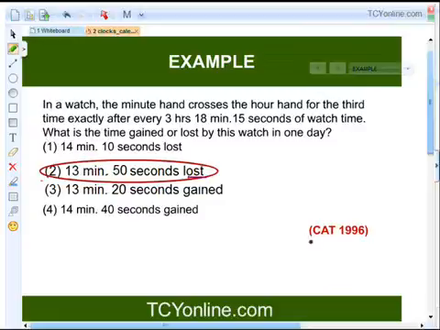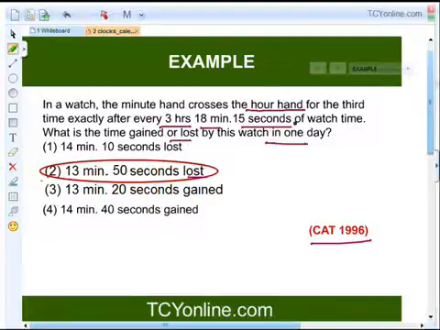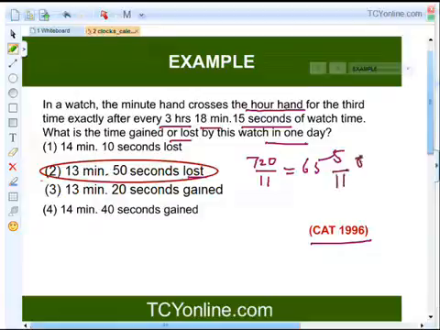Now let's look at this example which came in CAT 1996. In a watch, the minute hand crosses the hour hand for the third time exactly after 3 hours, 18 minutes and 15 seconds of the watch time. What is the time gained or lost by this watch in one day? Now, in a correctly running watch, the crossing of hands should take place after every 720/11, or you can say 65 5/11 minutes.